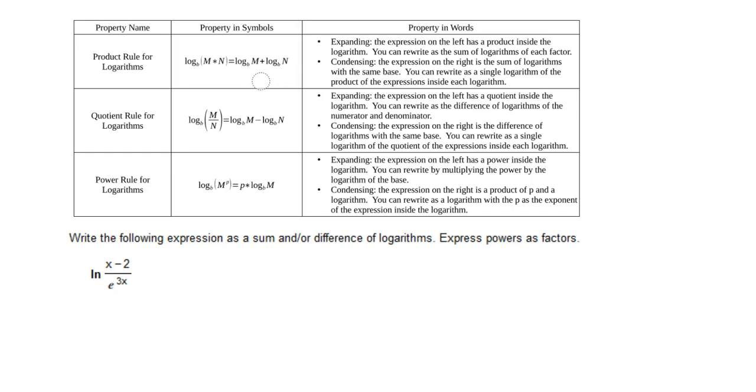Notice that the base of the original is base b, and the base of these two new logs are also base b. Then we have something called the quotient rule for logarithms, and that's where you have a fraction or division inside the logarithm. In that case, you can write this as the difference of these two logarithms. The expression in the numerator will be the positive log, and the expression from the denominator will be the negative log.